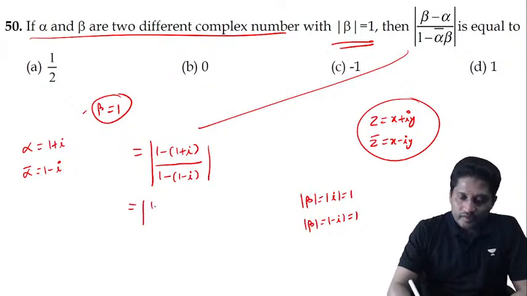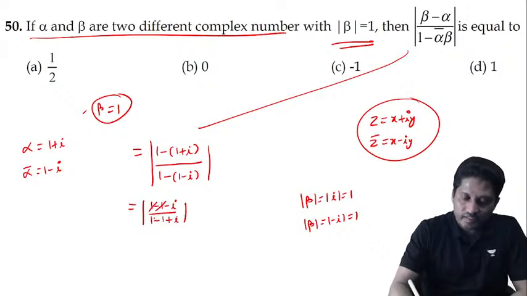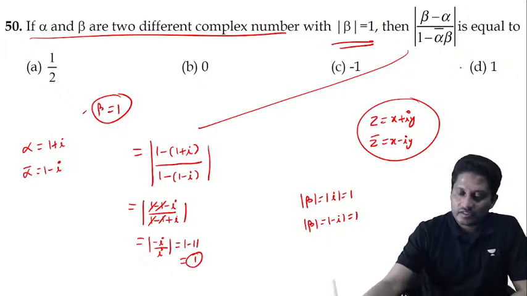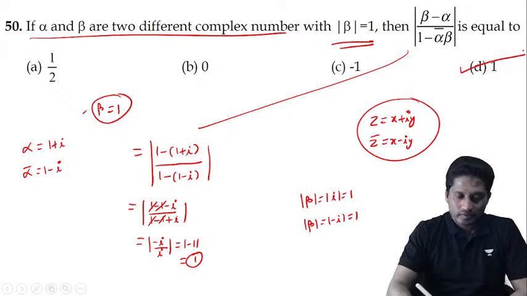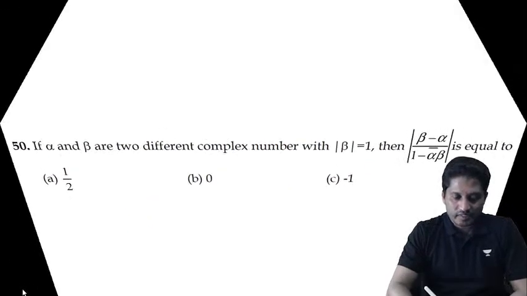If you open the bracket, you get 1 minus 1 minus i divided by 1 minus 1 plus i. This will cancel. You get modulus of minus i divided by plus i. i by i is 1. So you get mod of minus 1, which is equal to plus 1. Answer is option D. Okay, let's move to the next question.